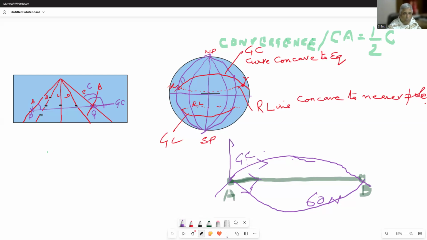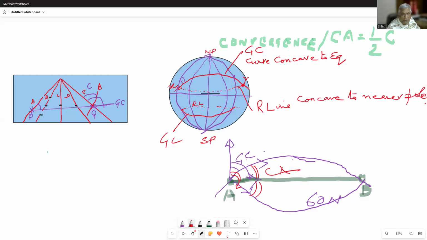This is your north. In the northern hemisphere, this will be your great circle track, and this will be a rhumb line track, which will be more. In the southern hemisphere, this will be your rhumb line track, and this will be your great circle track. Great circle track will be more. And how much more or less is the angle called conversion angle.